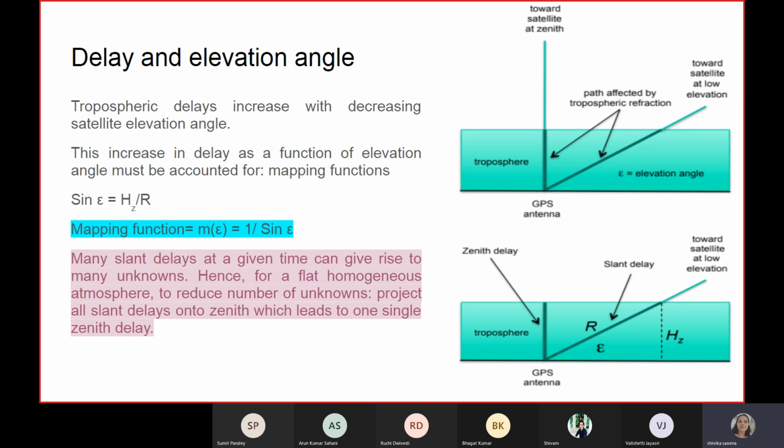So you can understand there can be only one zenith delay, that is the straight, vertically up portion, and there can be numerous inclined delays, that is slant delays. To avoid a large number of unknowns, we can project all these slant delays to the vertically up direction, that is the zenith delay. So you understand what is zenith delay, I hope.